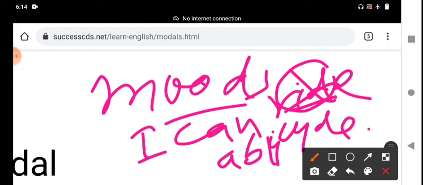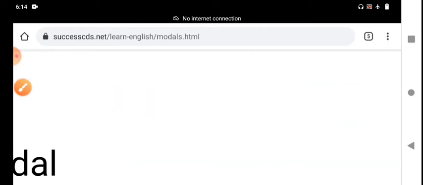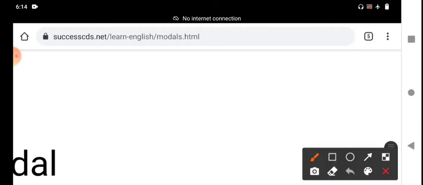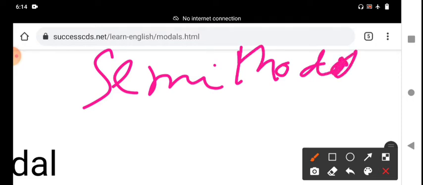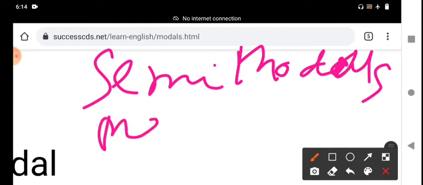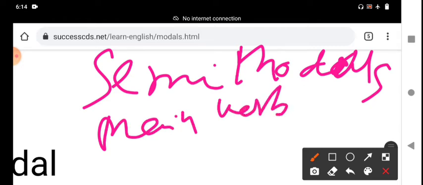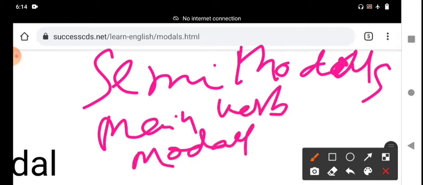They never come alone. But what about the semimodals? There are 4 semimodals. I will explain them already. Semimodals function as both main verb and modal verb. This is the main difference. That's why they are semimodal verbs.